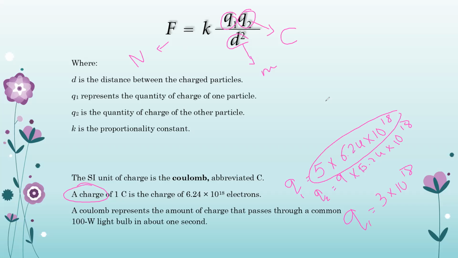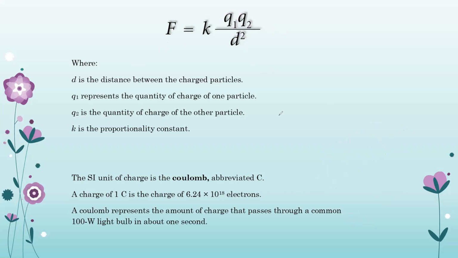So to find the force, I give you the quantity of the first charge, the quantity of the second charge, and the distance between them, and then you can find the force. But before you find the force, you need to know what K is. In Newton's gravitational law, we say that the constant is G, which is 9.8. But what is K here? Let's see now what K is.